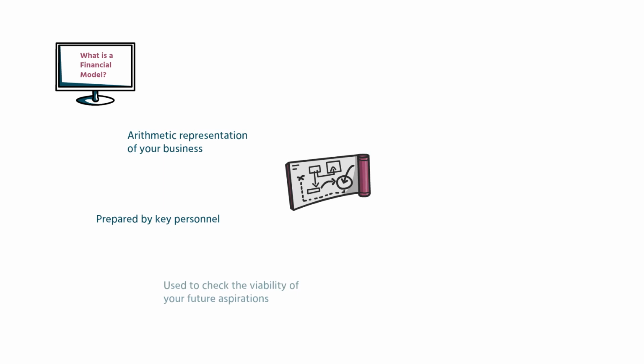It can be used to check the viability of your future aspirations and highlight what needs to be done to achieve your targets. It will predict future profits and highlight any problems such as cash flow, staff, a need to employ extra staff, the need for a larger mixer, etc.